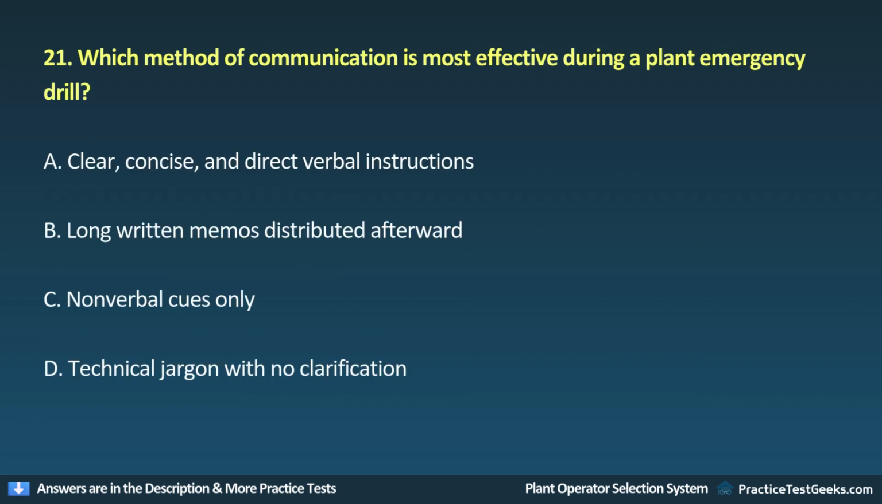21. Which method of communication is most effective during a plant emergency drill? A. Clear, concise, and direct verbal instructions. B. Long written memos distributed afterward. C. Nonverbal cues only. D. Technical jargon with no clarification.